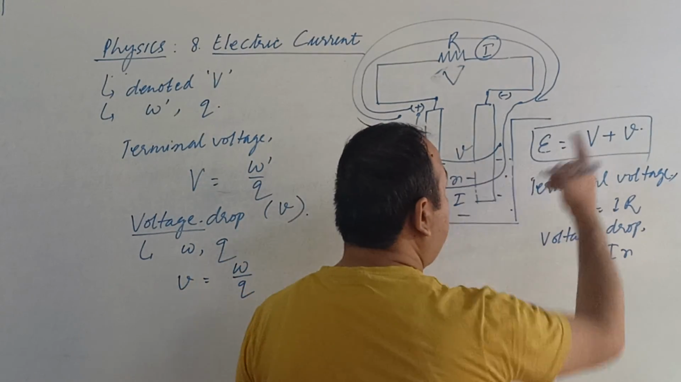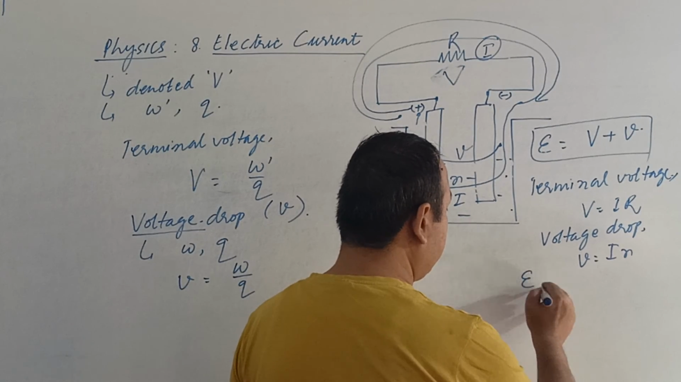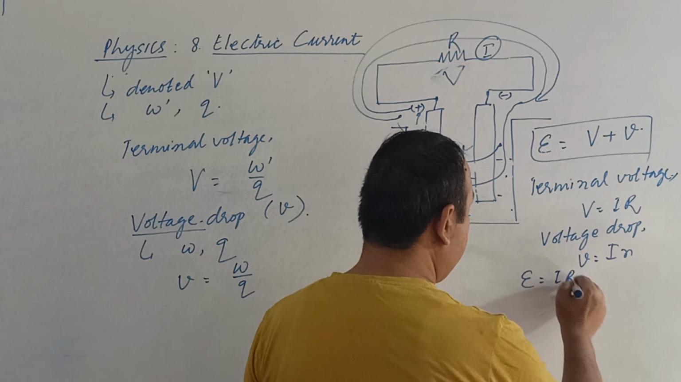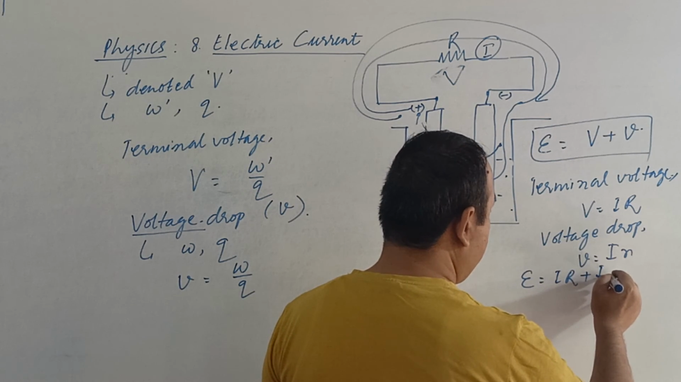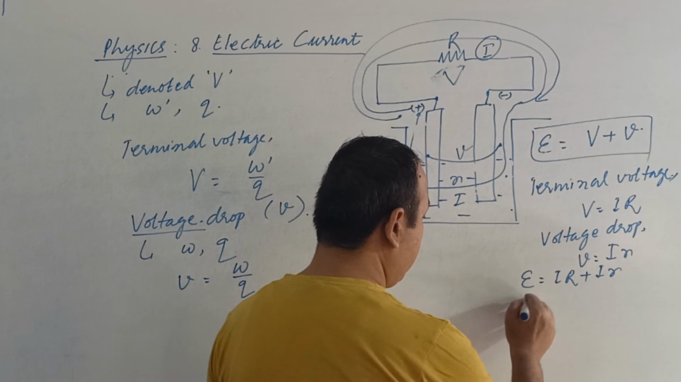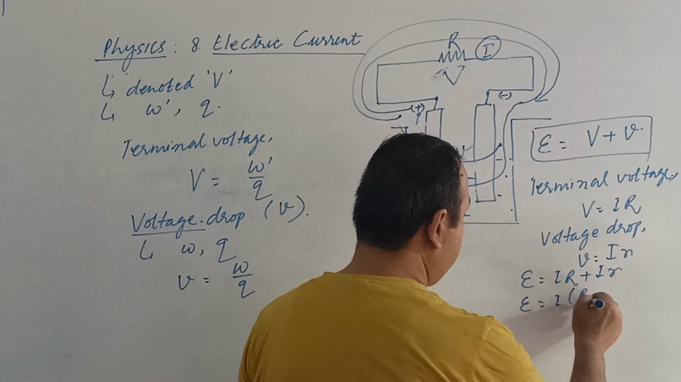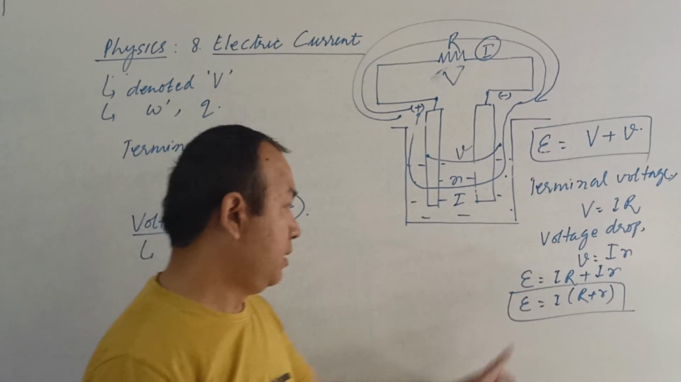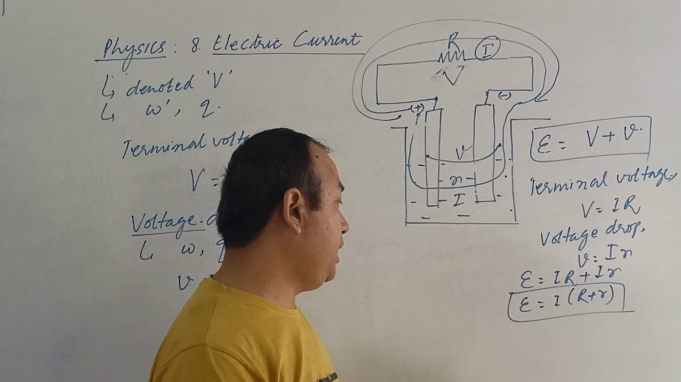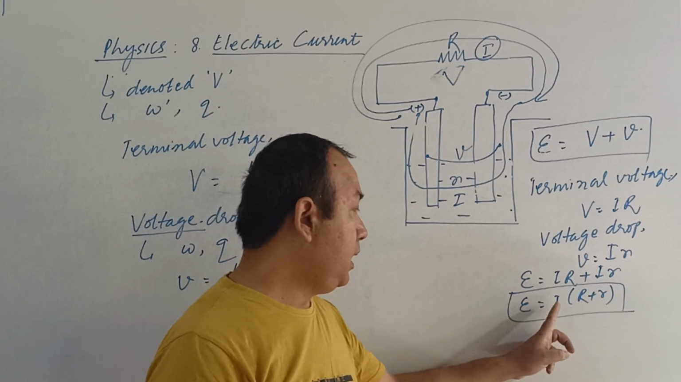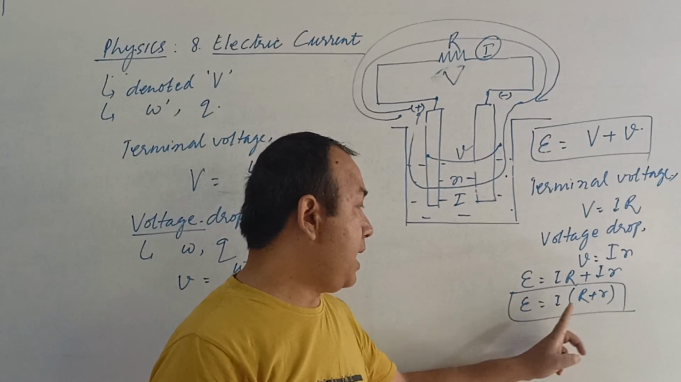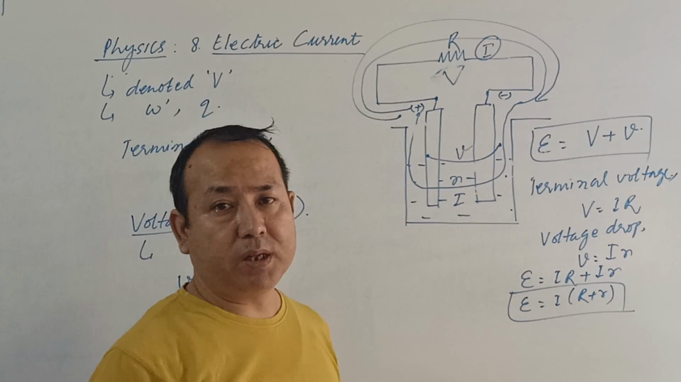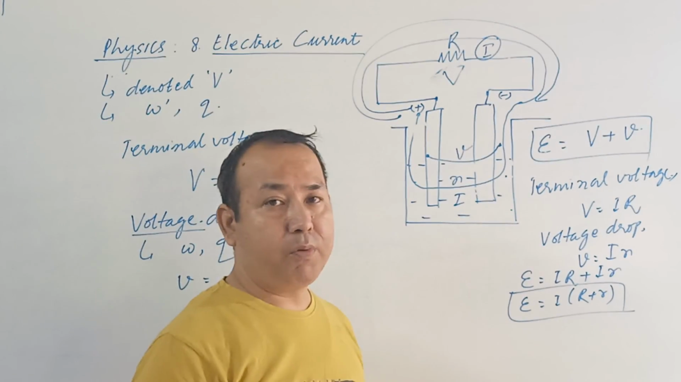Now we can put the same thing in the previous equation. We get the expression epsilon is equal to capital I R plus capital I small r, or epsilon is equal to I times bracket capital R plus small r. This final equation gives us the relationship between the EMF of the cell, the electric current flowing through the cell, the resistance of the external circuit, and the internal resistance of the cell. So this expression is again very important.